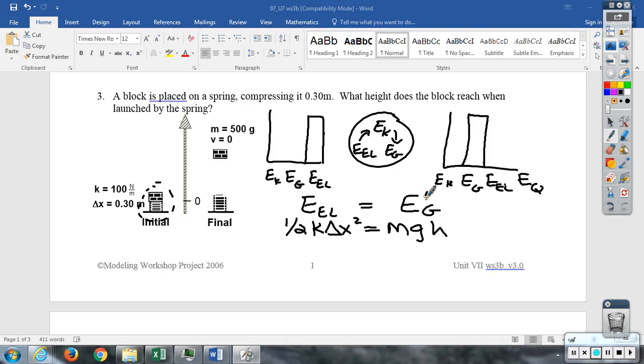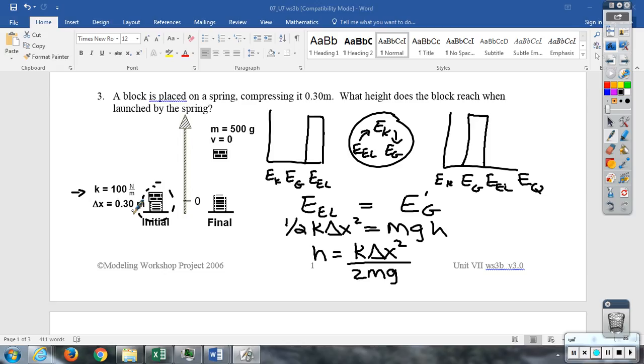then we can now solve for h by dividing both sides by mg. So h equals k delta x squared divided by 2mg. And this 2 here is that half. So k is 100 newtons per meter. Delta x is 0.3 meters.